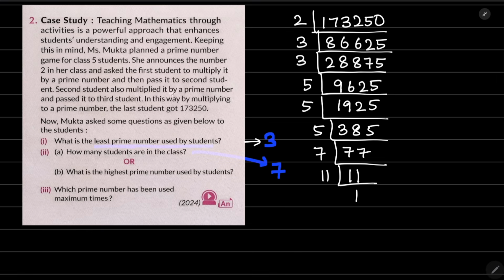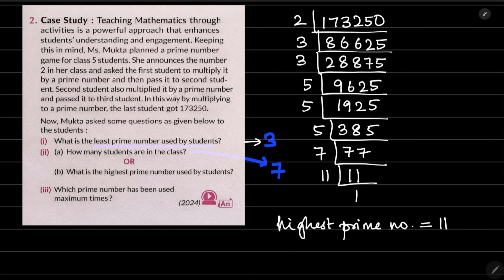Now the next question. What is the highest prime number used by the students? If you see here, the highest prime number is 11. It could have been in any order as per the fundamental theorem of arithmetic, but the highest prime number that was used by the students was 11.